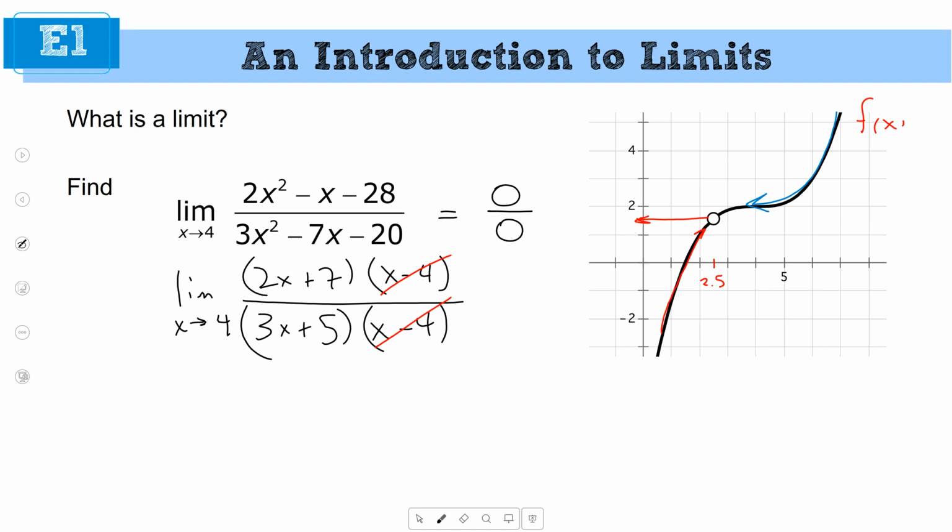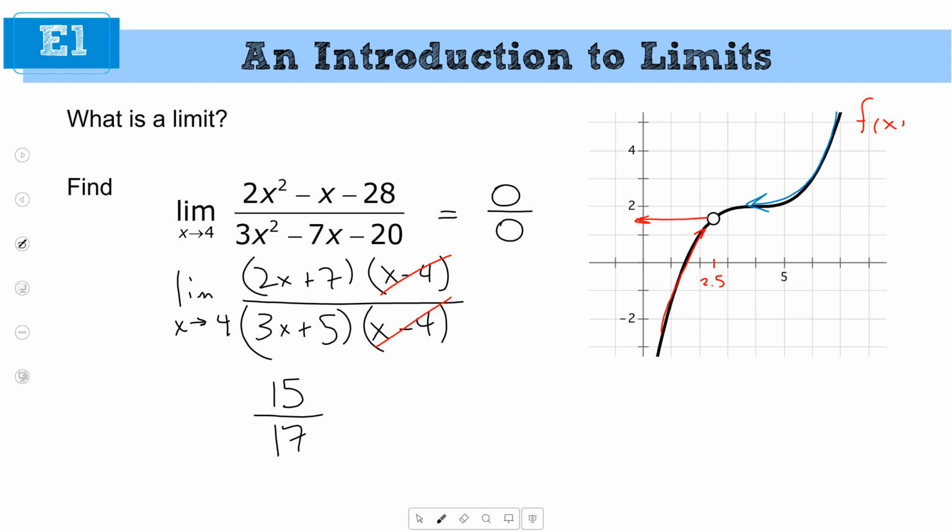So what do you do next? Rinse and repeat. Plug and chug again. See what you get. If you get 0 over 0 again, we got some problems. That can happen, by the way. It doesn't in this case, though. What do you get? Done. That's our limit.